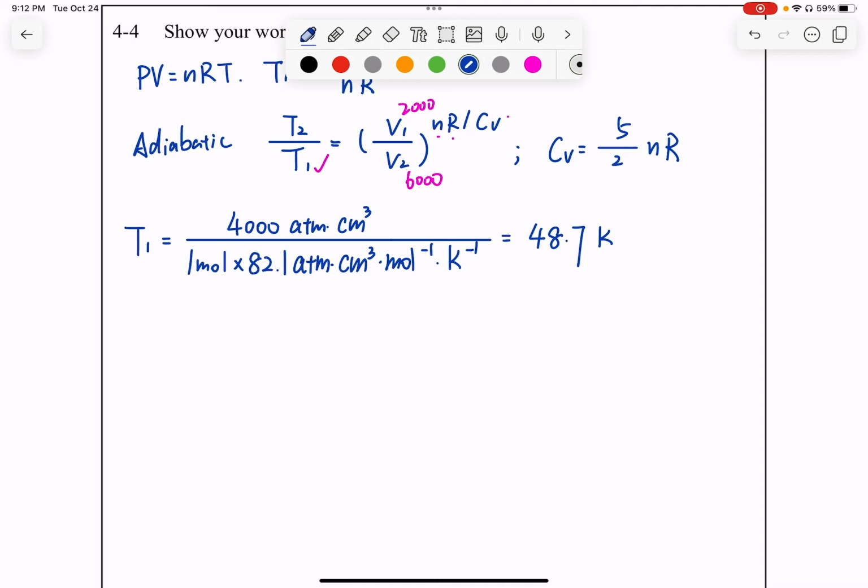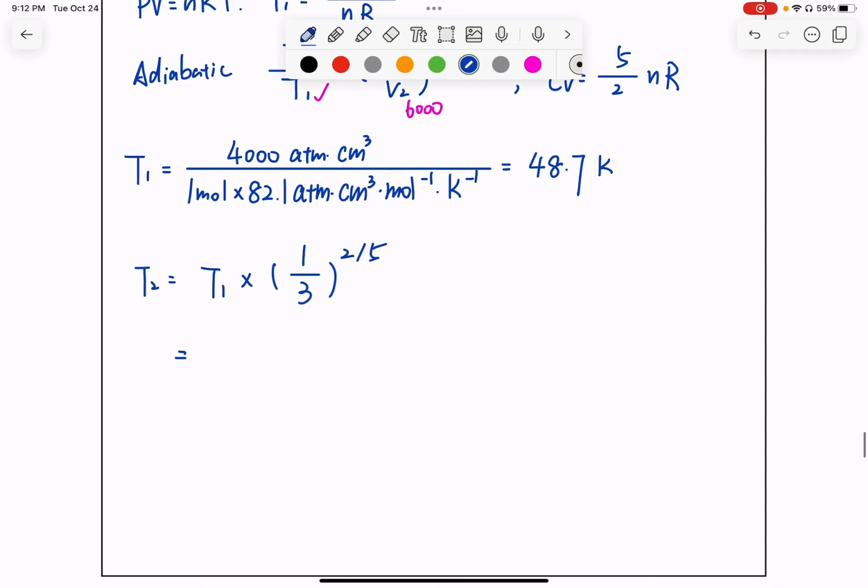And then plugging this T1 into that equation above, we have T2 equals T1 times 1 over 3, or 2000 over 6000, to the power R over Cv, where Cv equals 5 over 2, so this is 2 over 5. This gives us 31.4 Kelvin.